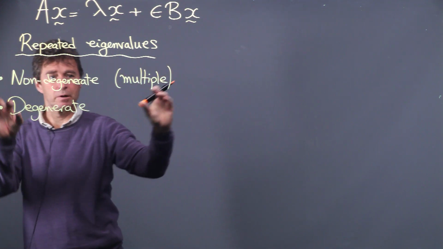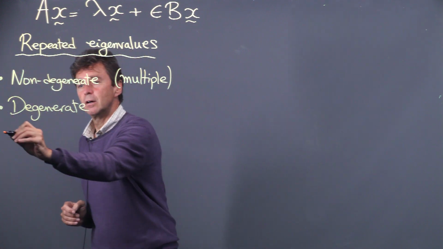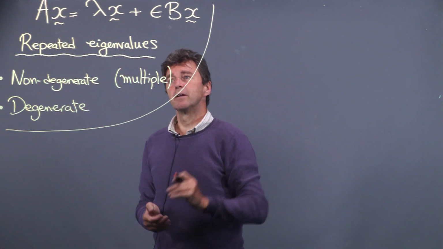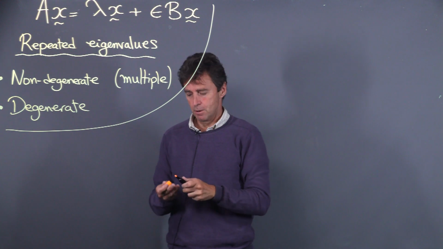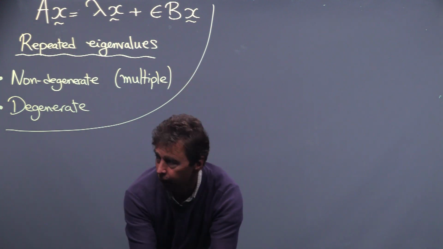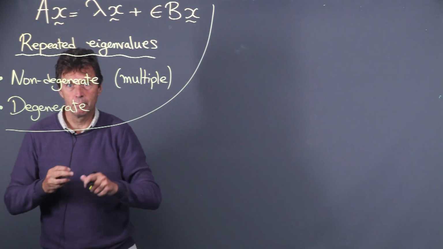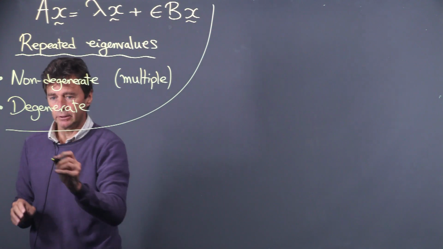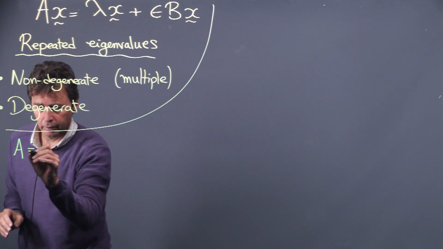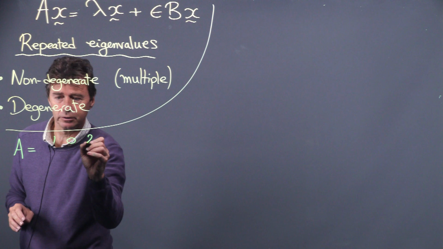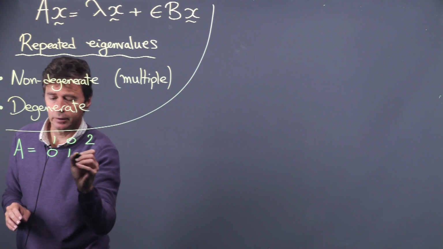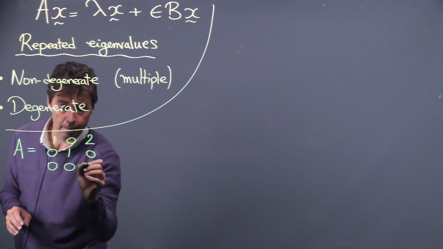So in the second segment, I'm going to deal with this case. All right? So that's the plan. Right. So given that, let's now think of an example where we face some of these issues. So let's do the following one. A will be 1, 0, 2, 0, 1, 0, and 0, 0, 3.